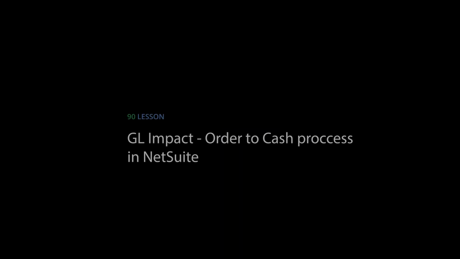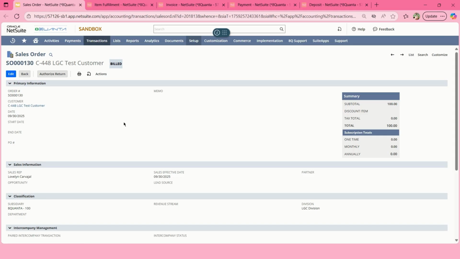In this video, we'll discuss the GL impact of the order-to-cash process in NetSuite. The order-to-cash process begins with a sales order. Sales orders are non-posting transactions. They simply record the customer's intent to purchase and have no GL impact.